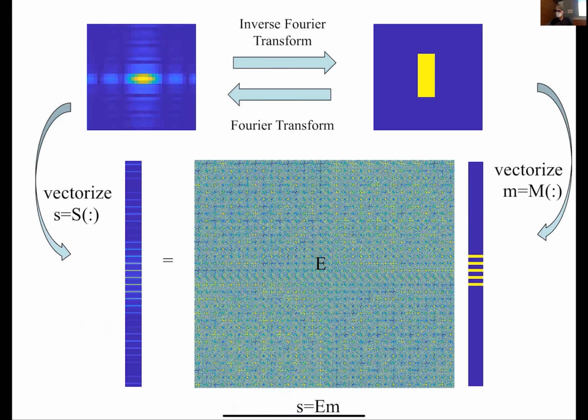Here is a picture. We typically think of things in 2D, but we can take this 2D image and vectorize it. Then this 2D sinc function is the Fourier transform, and that can also be vectorized. It turns out this vector equals this vector multiplied by this encoding matrix, which has all those complex exponentials laid out in it.